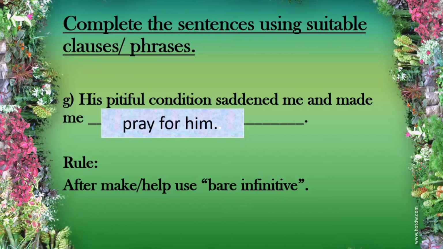We often see students completing this kind of sentences by using only one word. For example, some students might say that his pitiful condition saddened me and made me cry. Yes, it is okay, but in this kind of sentence completion, you have to use phrases or clauses. Using only one word is not okay, and you won't be rewarded with any marks. So please remember not to use only one word, but at minimum a phrase or a clause.